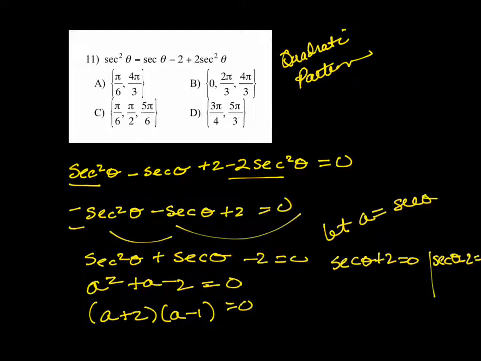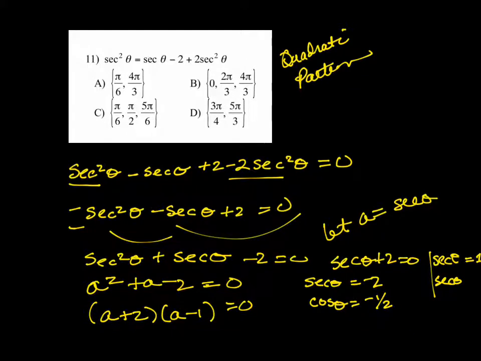So secant theta equals negative 2. And where does secant theta equal negative 2? That would be where cosine theta equals negative 1/2. And secant theta, I'm sorry, I messed up on this side. This side is secant theta minus 1, so secant theta equals 1.